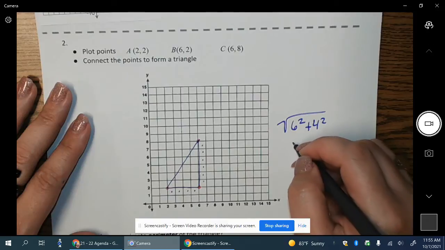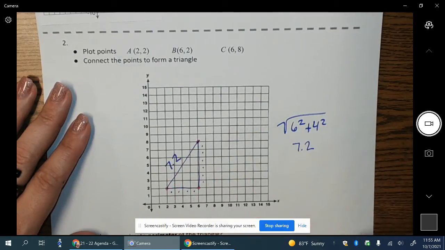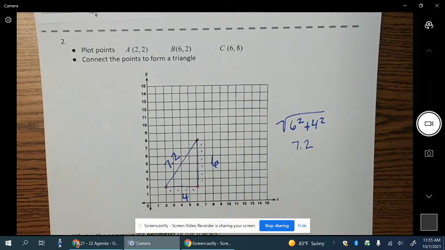What'd you get? 7.2. Okay. So that is the hypotenuse. 7.2 is close to 7. Is 7 my answer? No, but you add all of them together.